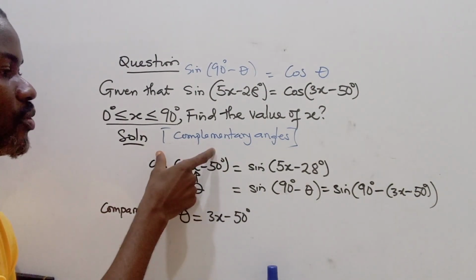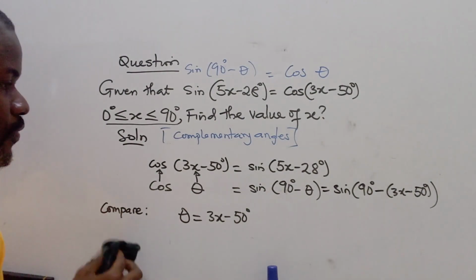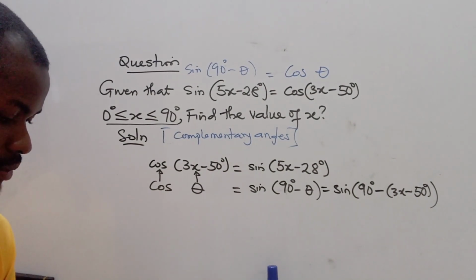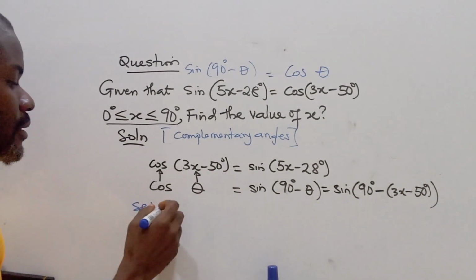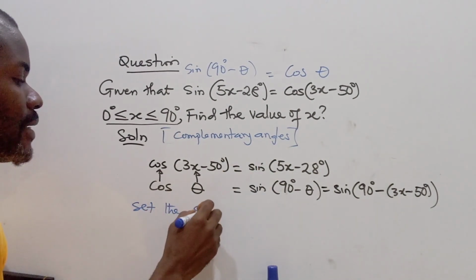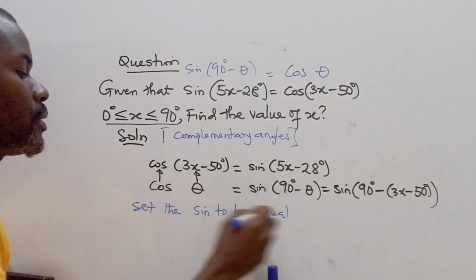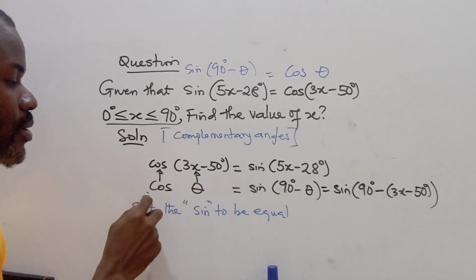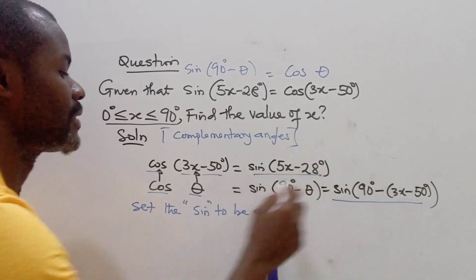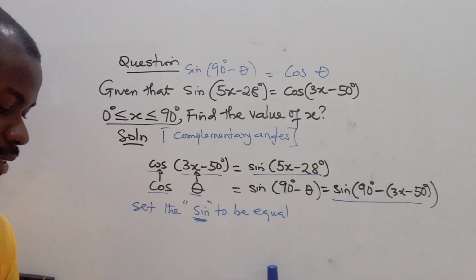So this part is equal to this part, and this part is equal to this part. Right, so from that, we have to set the sine to be equal, just like cos theta is equal to cos of this. Now we're going to say sine of this is equal to sine of this. That's what I mean by set the sines to be equal. So let's quickly set the sines to be equal.